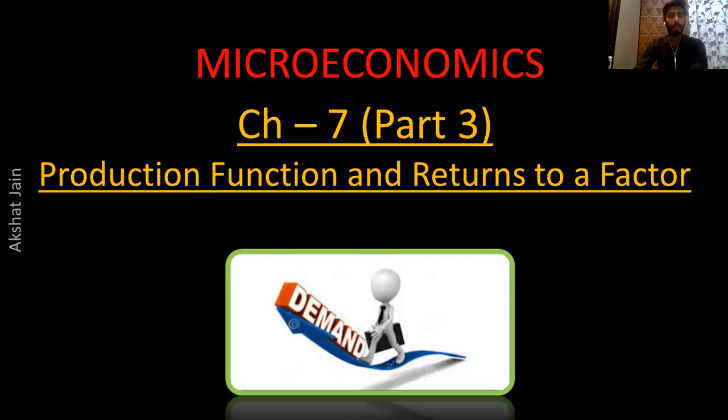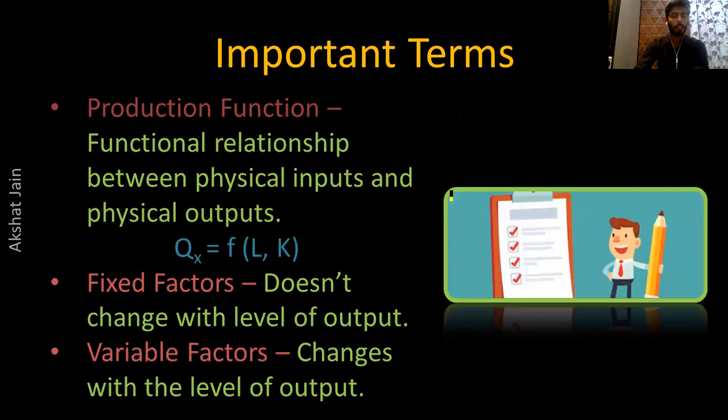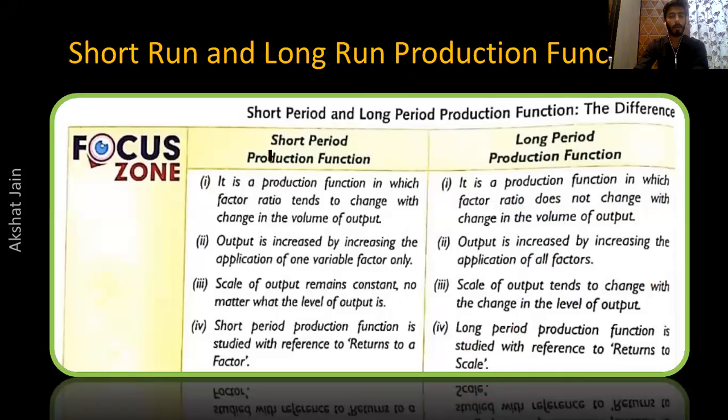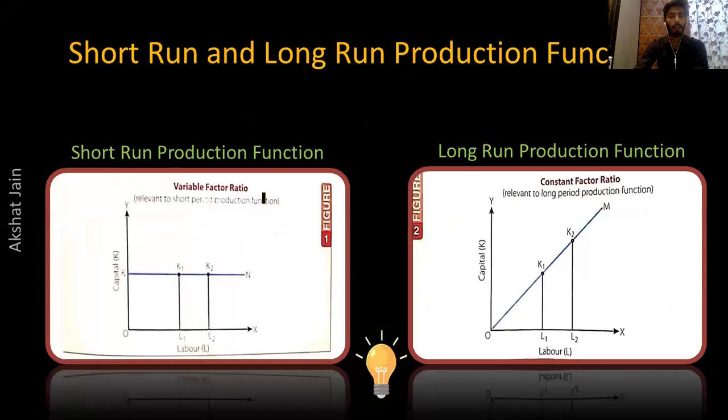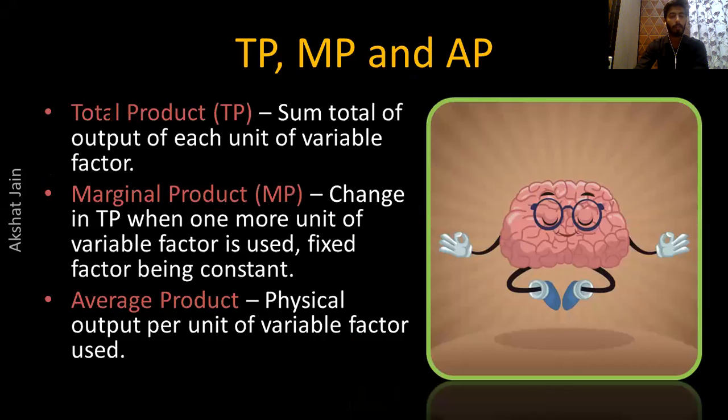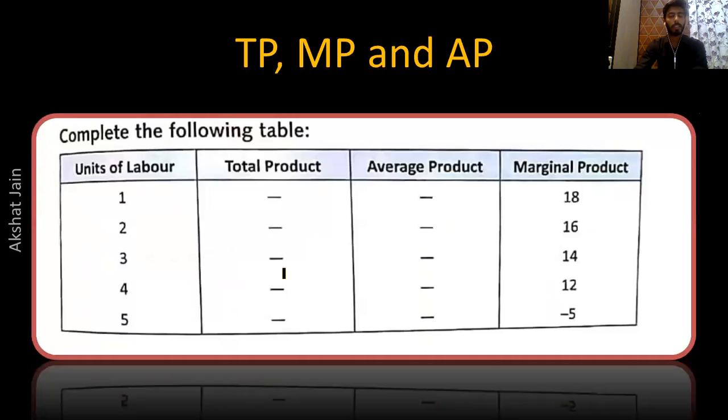Till now, let's have a quick recap. We did production function, fixed factors and variable factors. We also discussed the short period production function and long period production function. After that, we discussed the short run production function curve and the long run production function curve. After that, we discussed total product. What do we mean by total product? What do we mean by marginal product? And what is average product? We discussed a numerical and how the formulas are applied in the table.